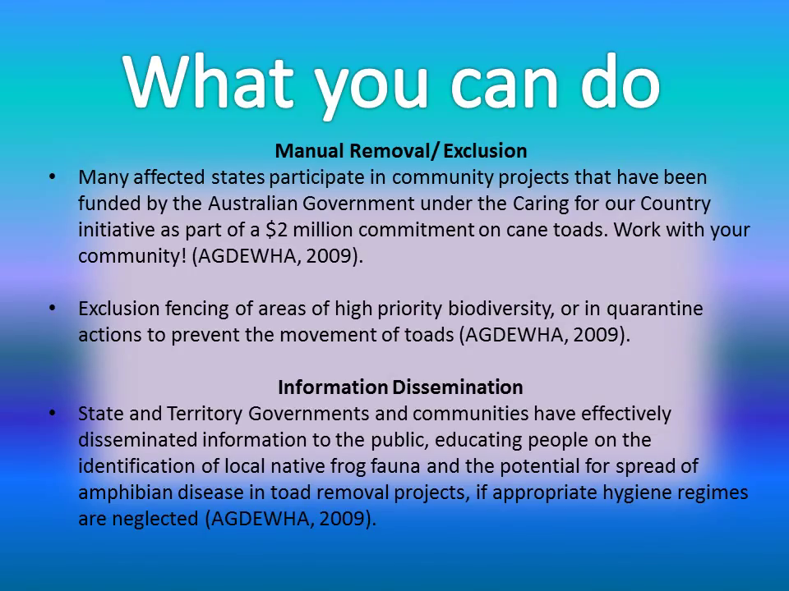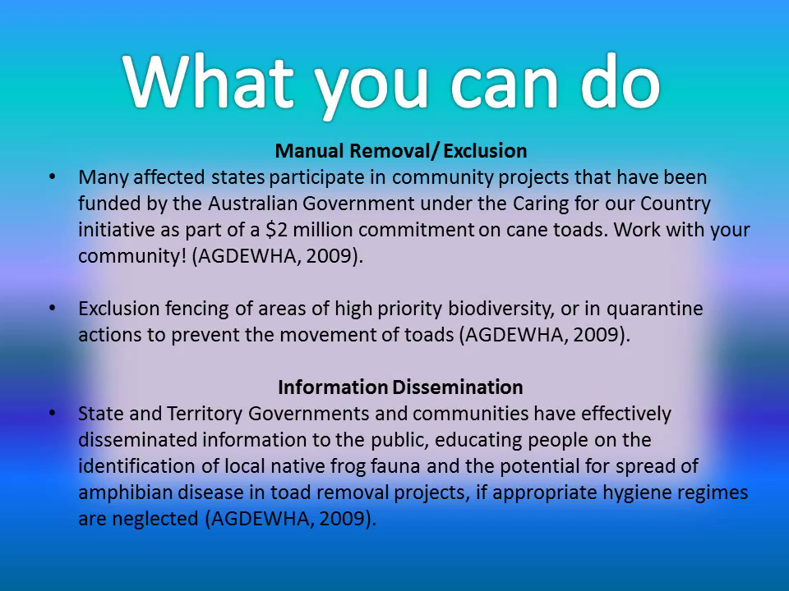To prevent cane toads from spreading, there are many methods that you can do as a community. Manual removal and exclusion. This requires you to work as a community. If you live in affected areas, it is important that everybody participates in projects to humanely remove and exclude cane toads from your property. These projects are usually funded by the government. Secondly, using exclusion fencing in areas of high priority biodiversity or in quarantine actions to prevent the movement of toads.